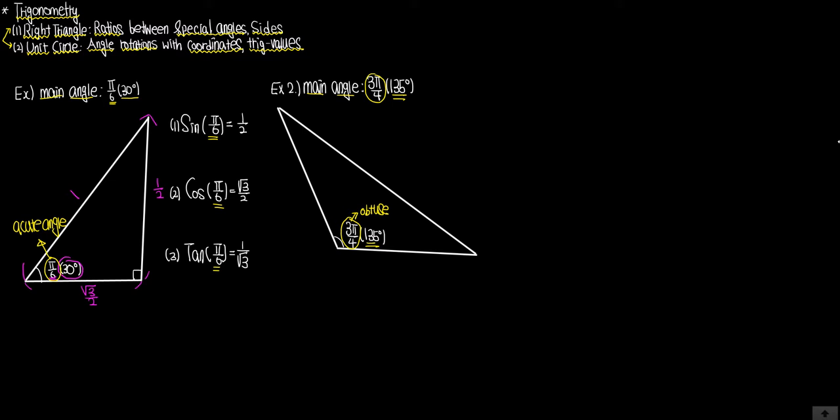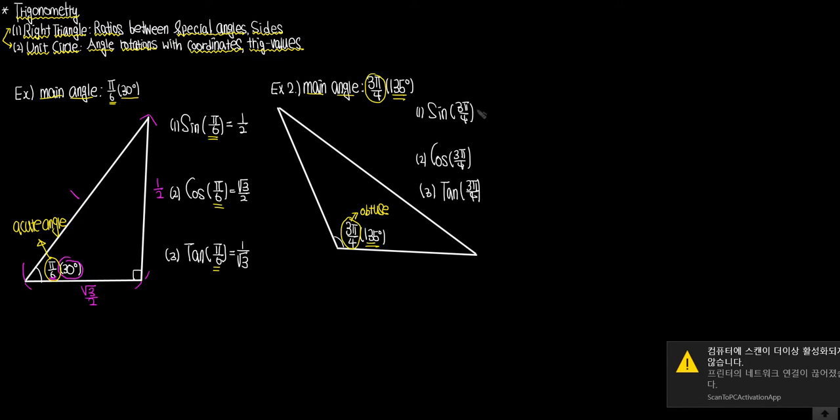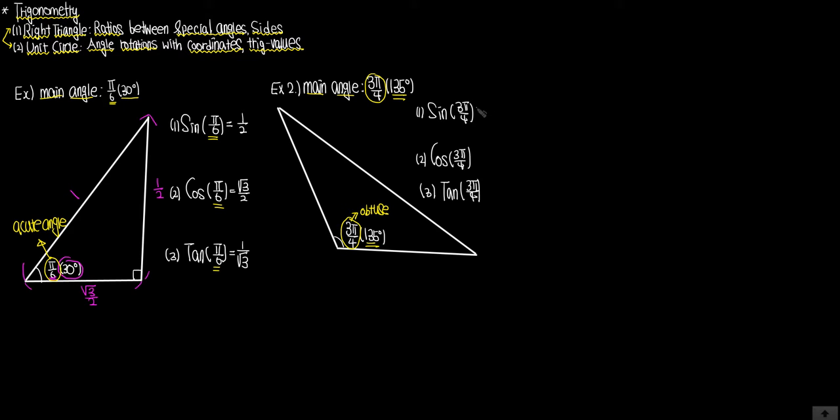However, when we're thinking about obtuse angles, there is no clue for us to define the three trig functions. So the first thing we want to solve is what is the sine of 3 pi over 4, the second is what is the value of the cosine of 3 pi over 4, and the third is what is the value of the tangent of 3 pi over 4. However, we have no clue what these values are. We don't know what the sine of 3 pi over 4 is. We don't know what the cosine of 3 pi over 4 is. And also, we don't know what the tangent of 3 pi over 4 is.